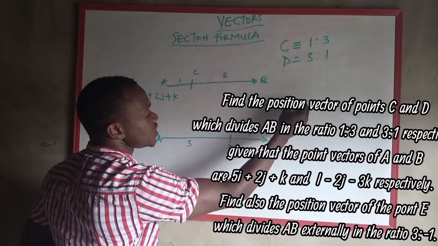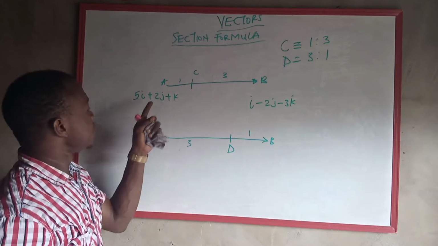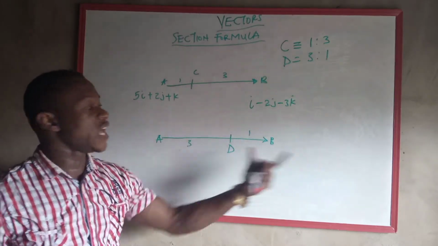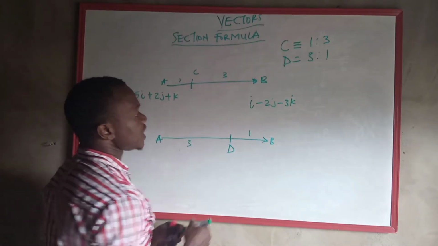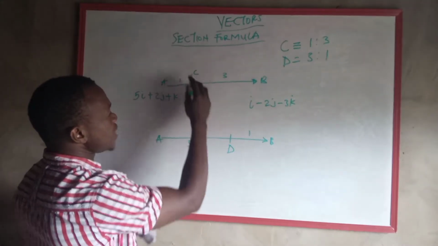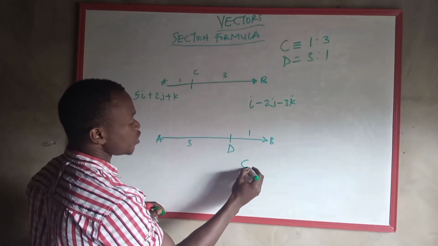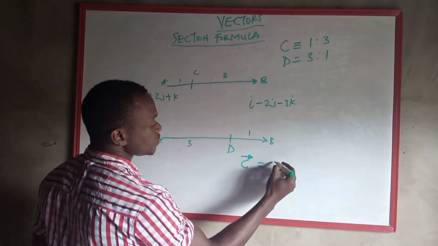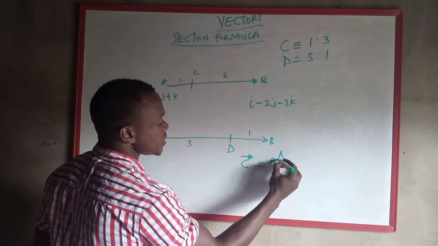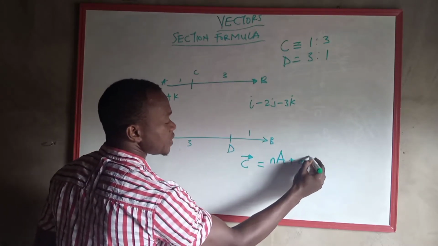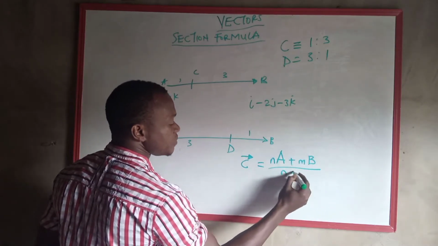So if we are to apply the formula I've given to you, the formula says that if you have something like A, B, and C, if we are to look for vector C, it will become what? The n times A plus m times B divided by n plus m.